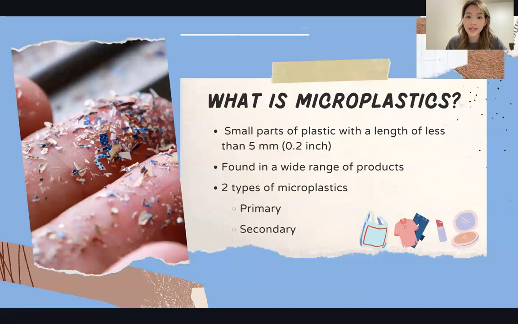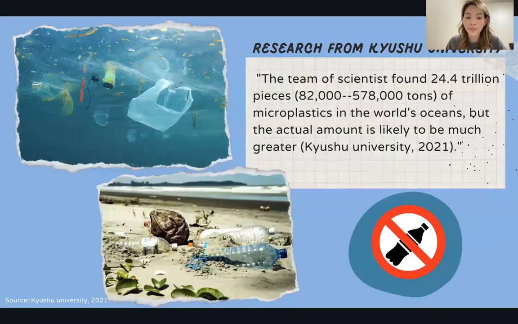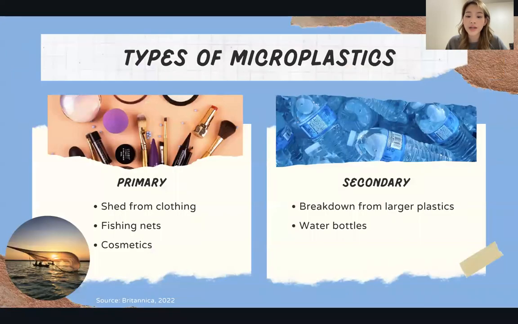Primary microplastic include microfibers that are shed from clothing and other fabrics such as fishing nets, as well as particles created for commercial purpose such as cosmetics. Secondary microplastic originate from the breakdown of larger plastic goods such as water bottles.